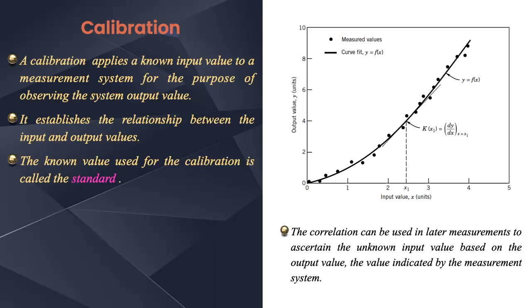It is the essence, as I just mentioned, to establish a relationship between the input and output. On the right hand side, if you look at the image, the x-axis is the input, the y-axis is the output, and the relationship between the known input and the output can be described in terms of the curve y equal to f of x. This is called the calibration curve. So what is the purpose of this calibration curve?